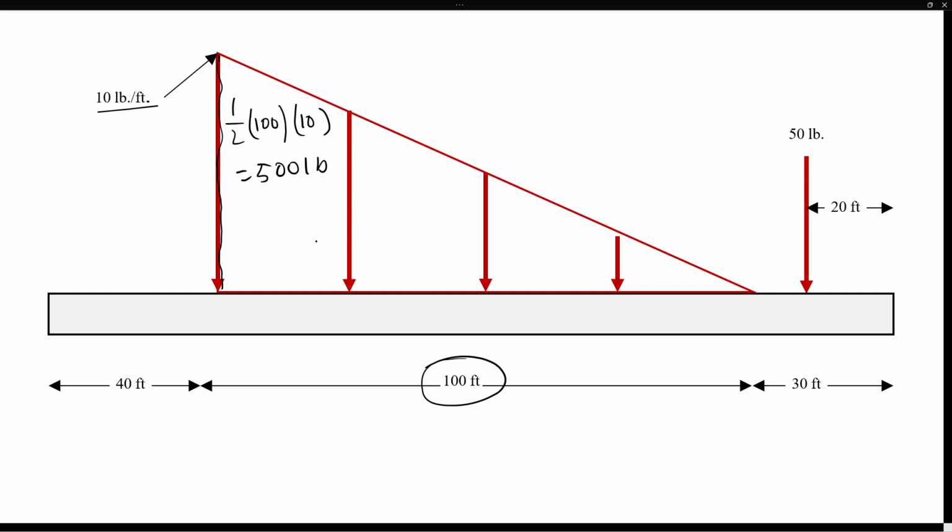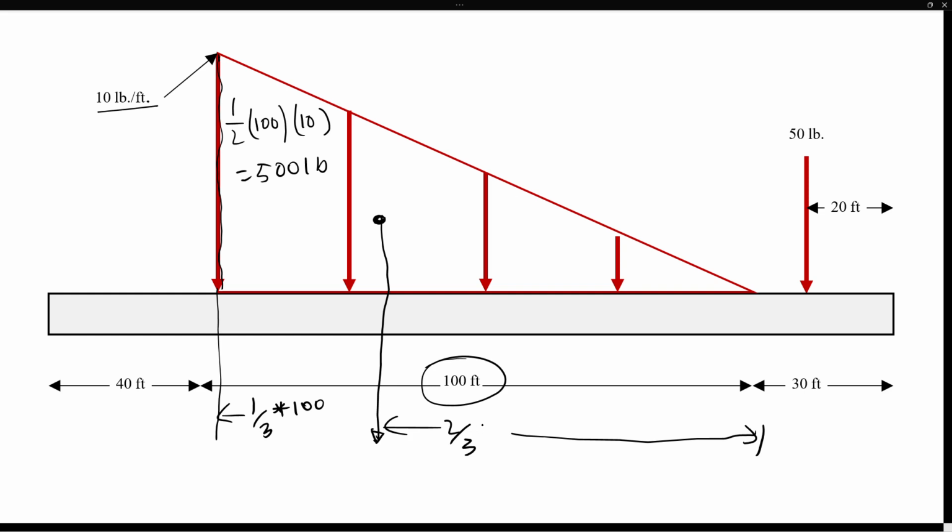And also it will act from the center of the triangle, and as you know, the center of the triangle is approximately somewhere here, 1/3 from the left side in this particular scenario of the total distance. So 1/3 of 100, or 2/3 from the right side in this scenario. So 2/3 of 100. So from the left side of the triangle, it's going to be 33.33 foot. So we know the location of this non-uniformly distributed load.